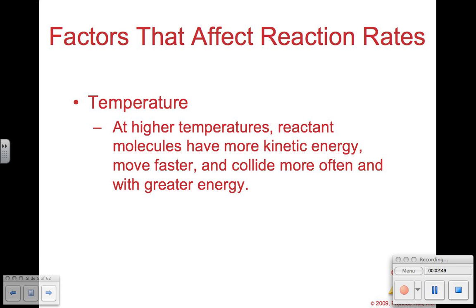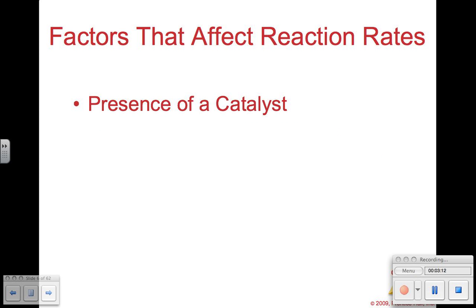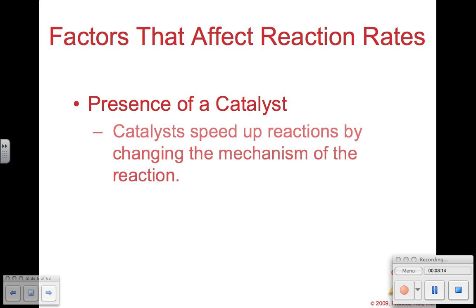And as we've seen in other portions of chemistry, increasing the temperature creates more kinetic energy for the molecules, so everything's going to be moving faster. If you move faster, there are more collisions, and with more collisions, there's also greater energy associated with each collision. So you're going to get more reactions through that process.